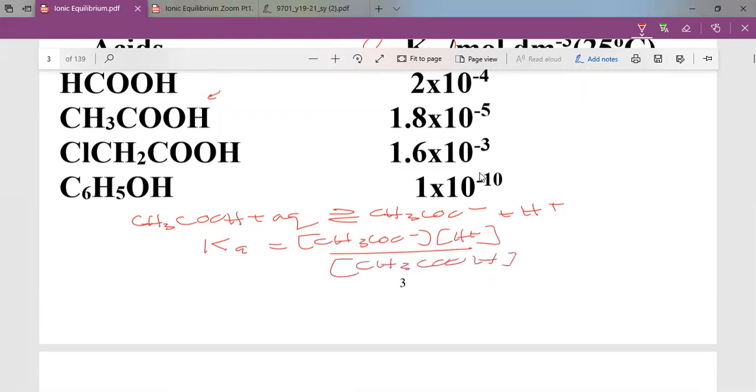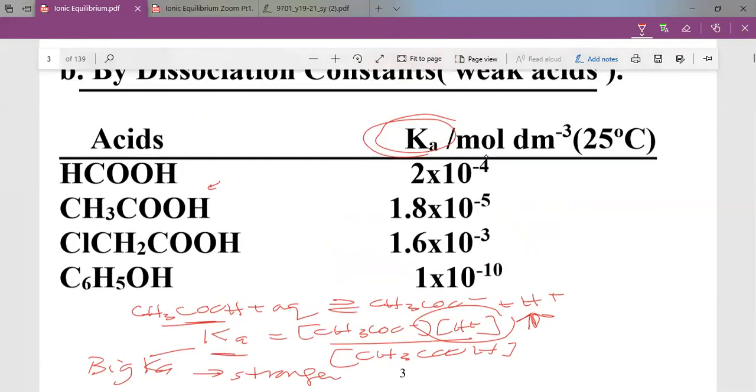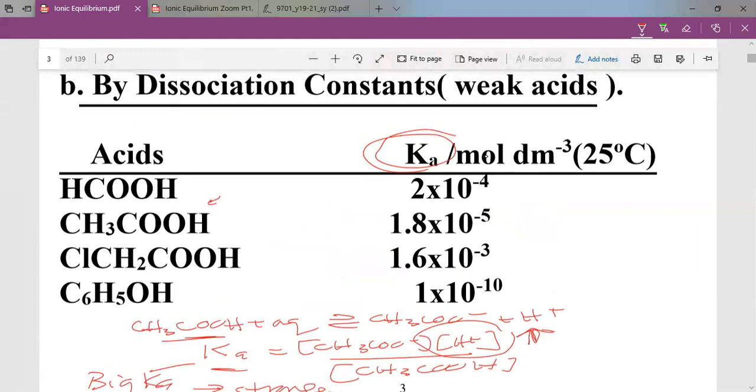Now, the undissociated acid is not acidic; it must dissociate. So remember Ka: if this H plus increases, that means it's a strong acid. So a big Ka means stronger acid. Small Ka, weaker acid. I compare comparatively here. We did this before in your organic chemistry.